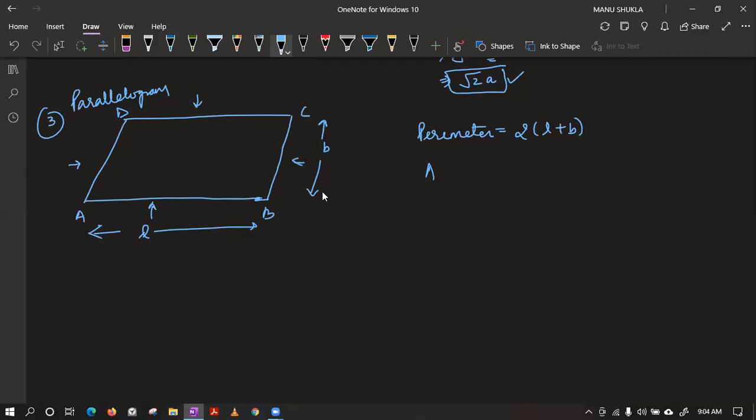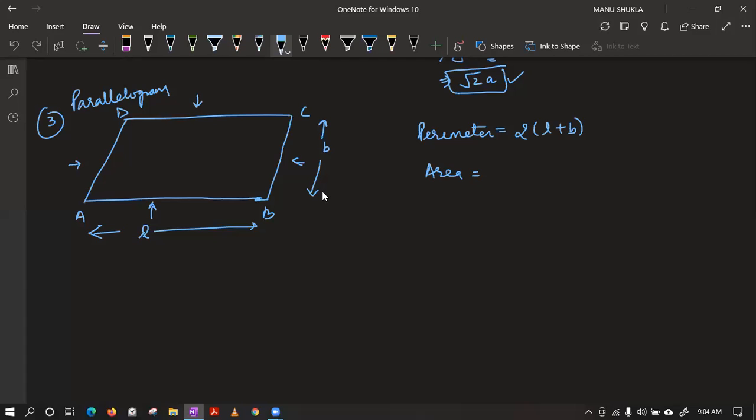Now tell me the area. Anyone who knows what is the area of a parallelogram? We have learned this in class 7th also. Please tell what is the area of a parallelogram. Can we say it is L into B? Very good, Joel.